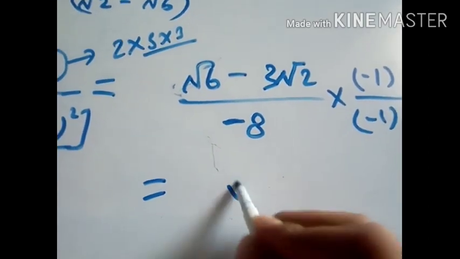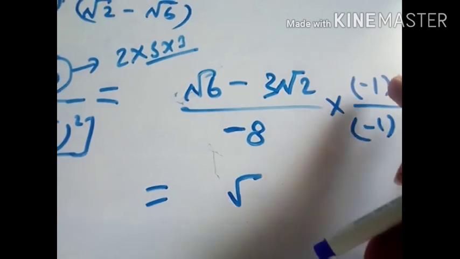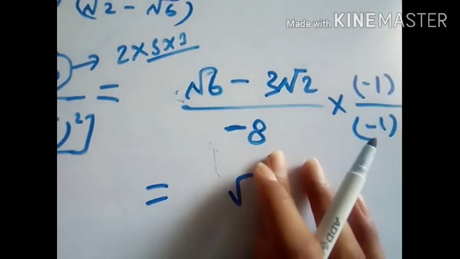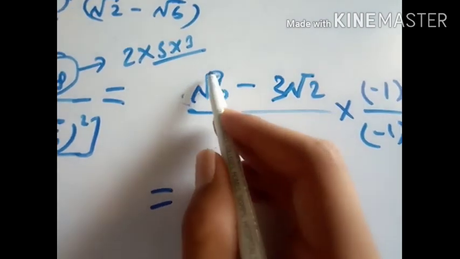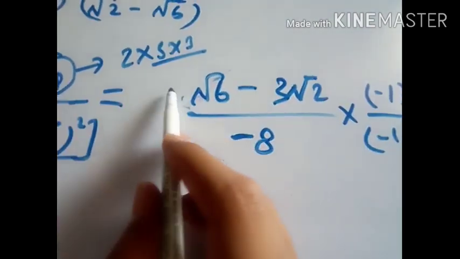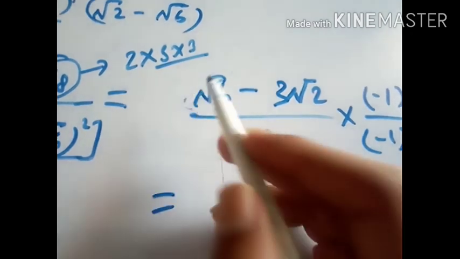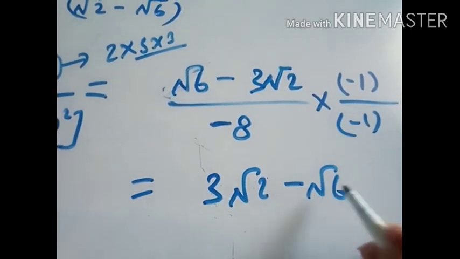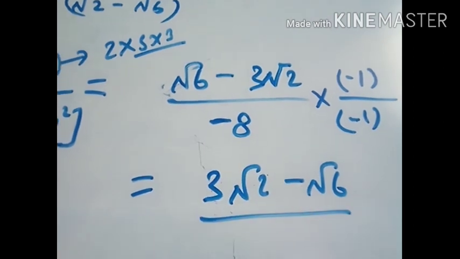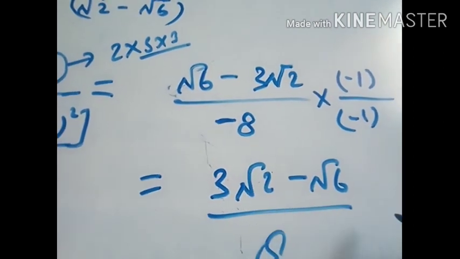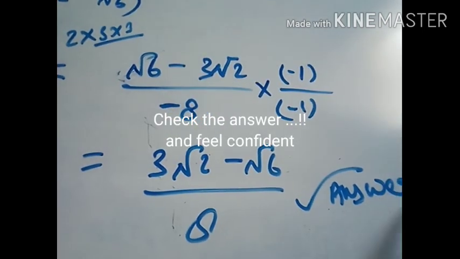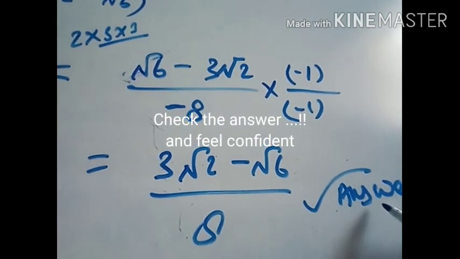Okay, understand? Now as we multiply minus 1 with both the numbers, then the value of root 6 becomes negative root 6, and this value comes over here. So 3 root 2 minus root 6, and this minus minus becomes plus. So now this is your final answer. This is your answer. Understand? This one is your answer.